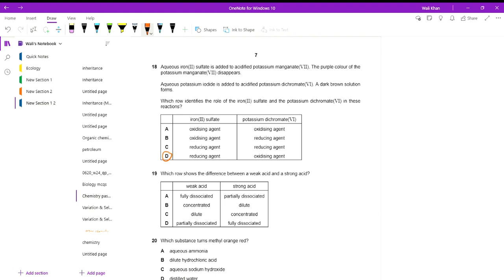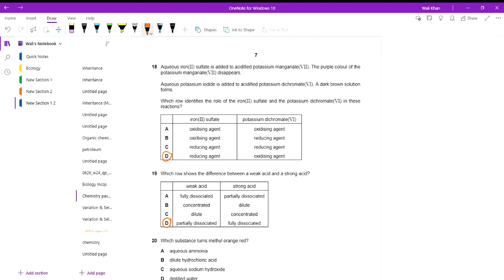Which row shows the difference between a weak acid and a strong acid? A weak acid is partially dissociated and a strong acid is fully dissociated. Option is D.